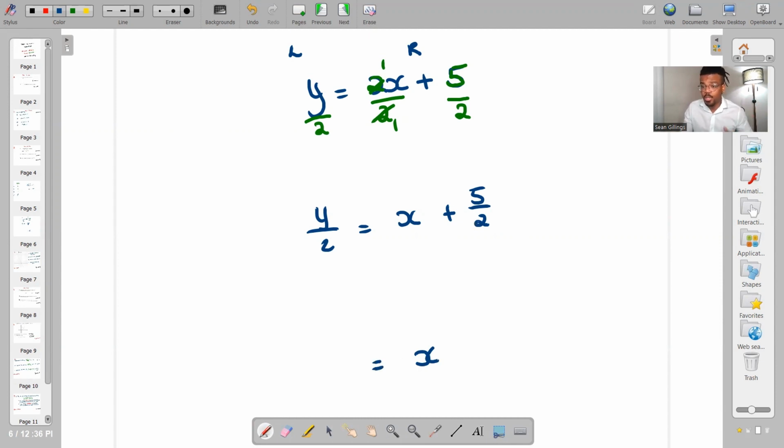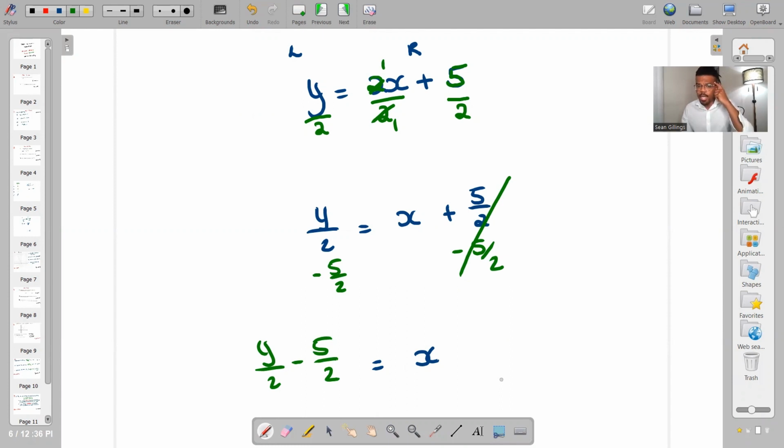This 5/2. This is just a number. And this number is adding. So how do I get rid of this number? I'm going to then subtract 5/2. That would get rid of that number. Then what I do to one side, I have to subtract on the other end. Minus 5/2. So now I have y/2 minus 5/2 equals x.